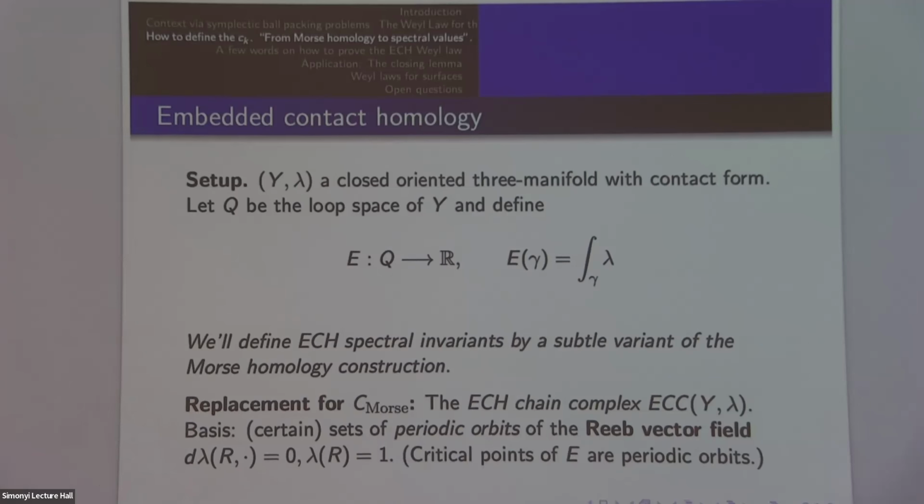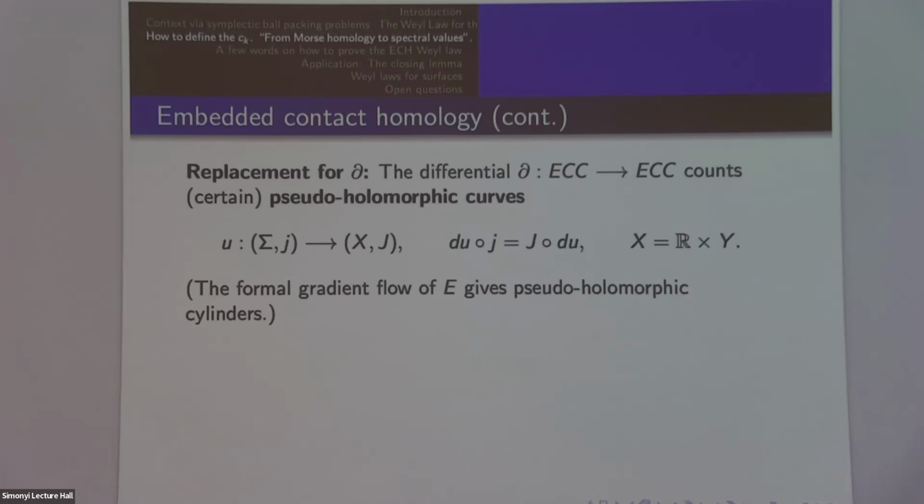And as I say, the critical points are these periodic orbits. Okay. What about the replacement for the differential? That's also very interesting. These are the so-called pseudo-holomorphic curves, also using a construction due to Gromov.